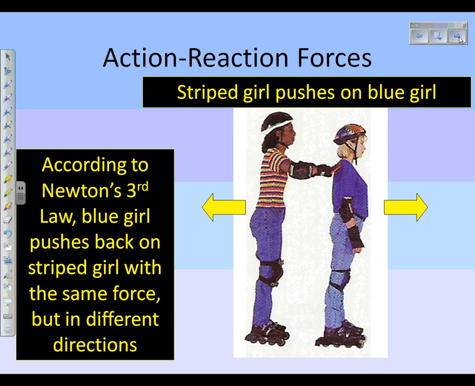I know, yeah, like this. Okay. So if you've ever been ice skating before or something like that, you can see this happen, right? Right. So like, push someone. I would agree. Not necessarily, because hold on to that for just a second. Here, if we're just talking about these action-reaction forces, we're not concerning ourselves with anything else. All we're concerning ourselves with is what striped girl is doing to blue girl and what blue girl is doing to striped girl. Okay?